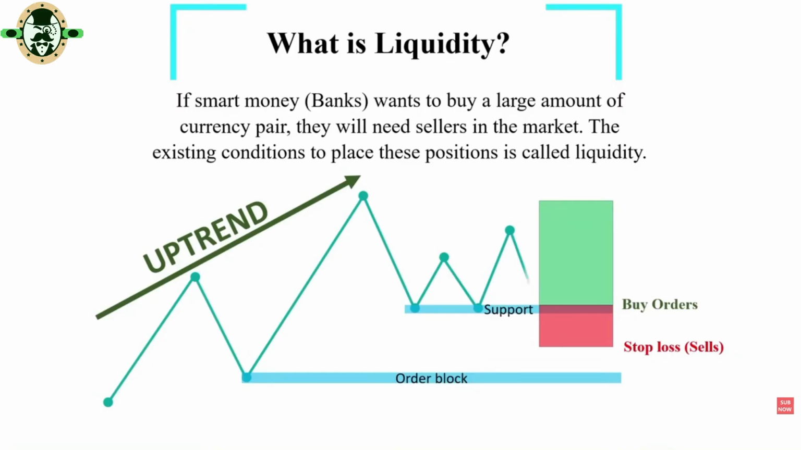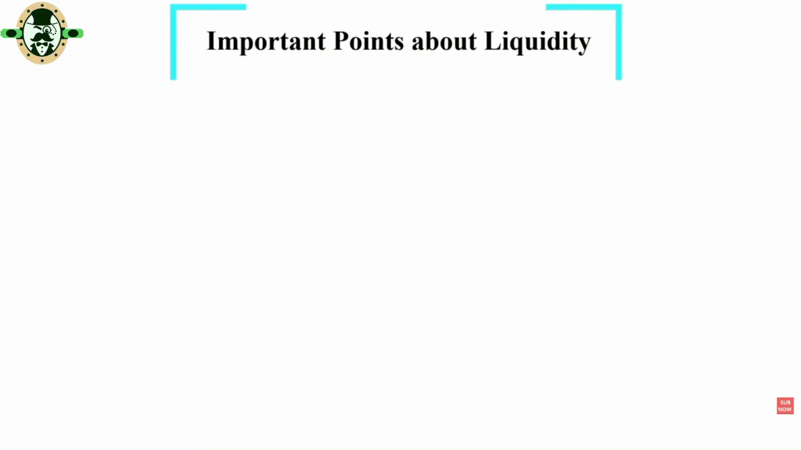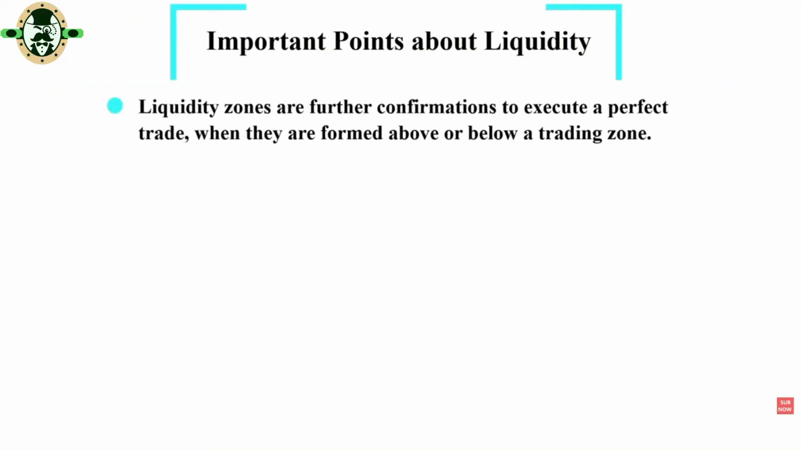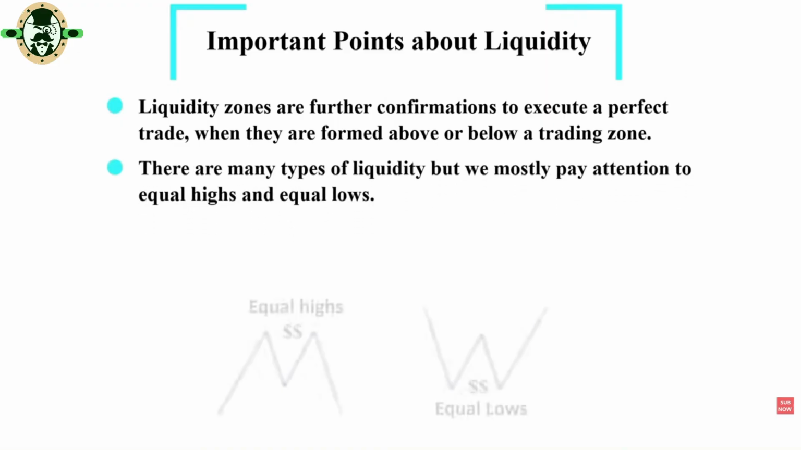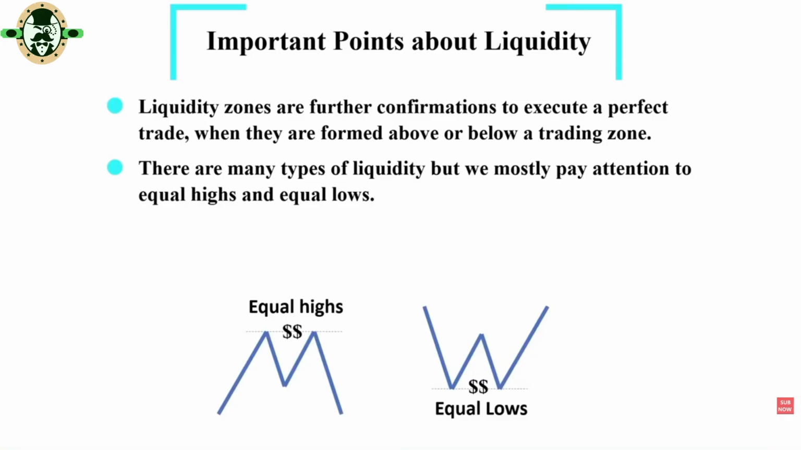Liquidity zones serve as further confirmations to execute high-probability trades when they form above or below a zone. There are many types of liquidity, but we mainly focus on equal highs, equal lows, and stops. Stop losses define liquidity. Where the stops exist, liquidity exists.